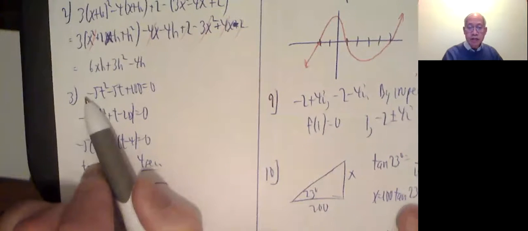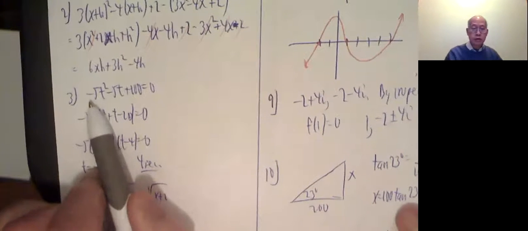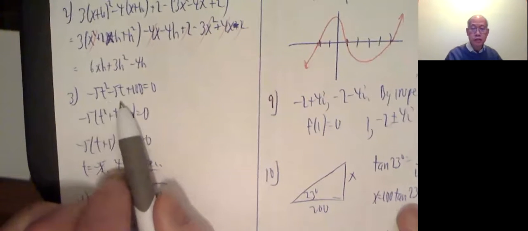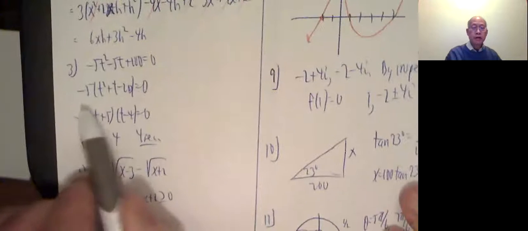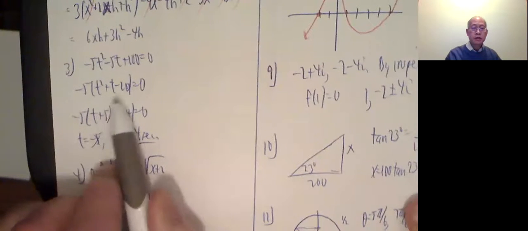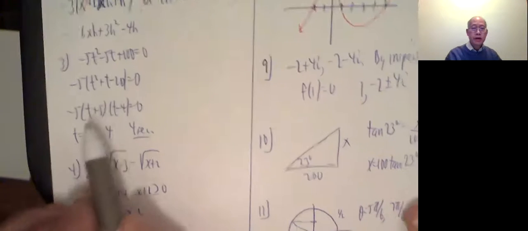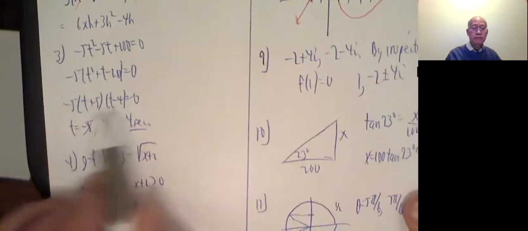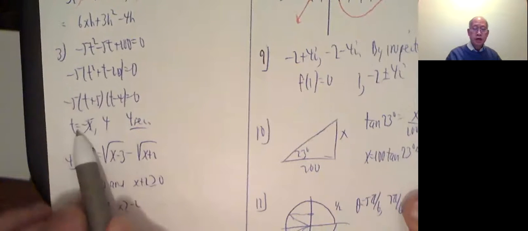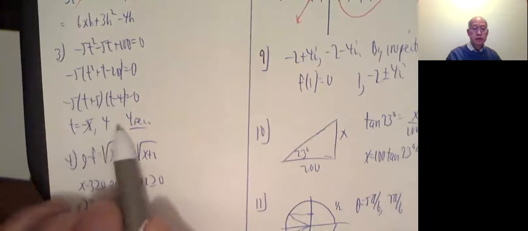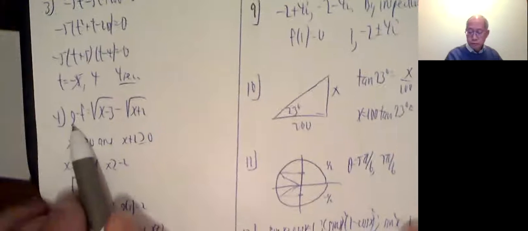Number 3, at rest means set the velocity equal to 0. -5t squared minus 5t plus 100 equals 0. Factor out -5: t squared plus t minus 20. This factors into (t plus 5)(t minus 4). t equals -5 is not possible. Time is positive. So t equals 4 seconds.